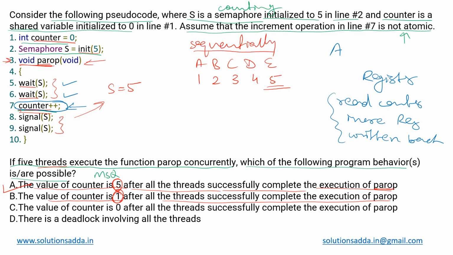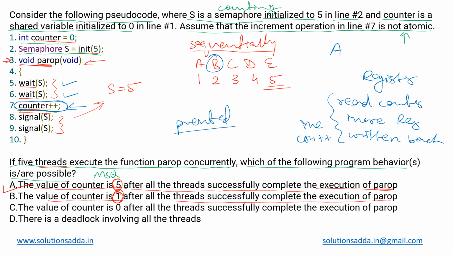But let us say when this process A was on this line 7, and while it was performing this increment operation, the counter plus plus operation, at that time itself another process, let us say this process B, came into the picture, and this process A went into the waiting state, that is, it got preempted there.